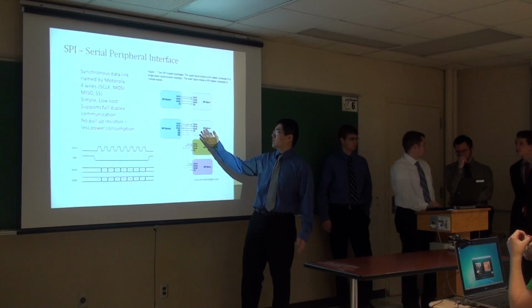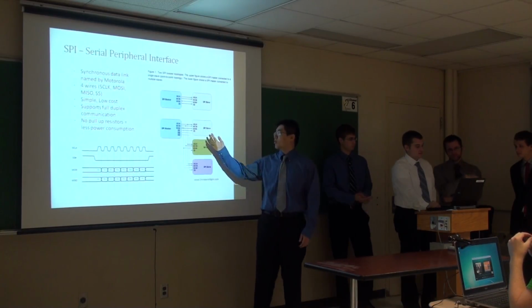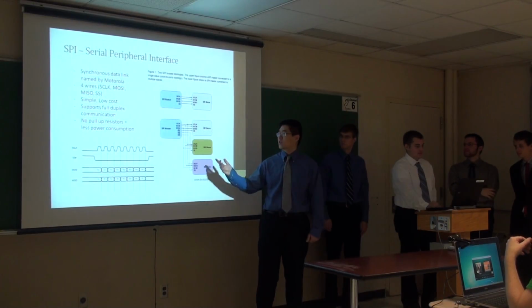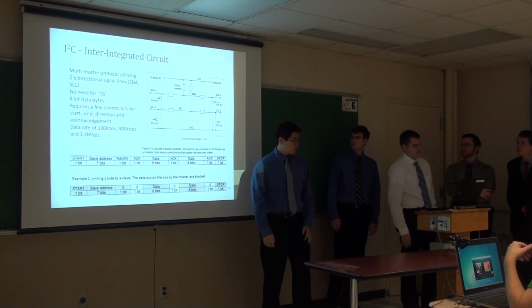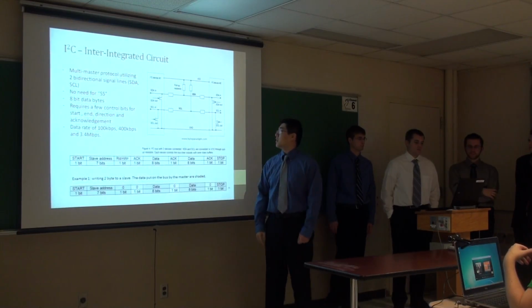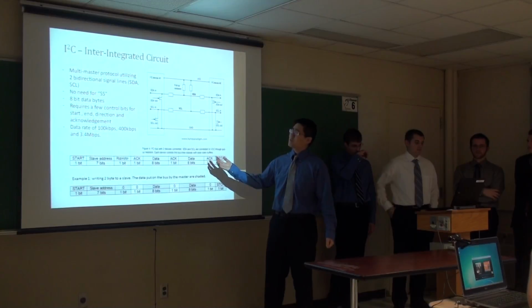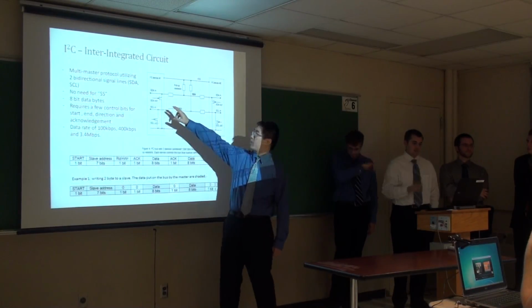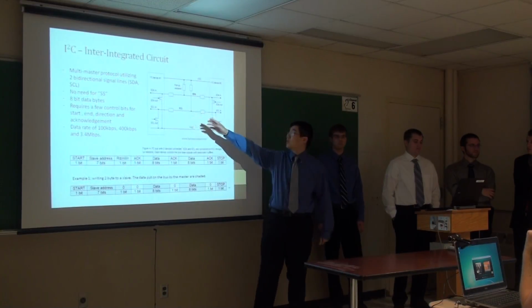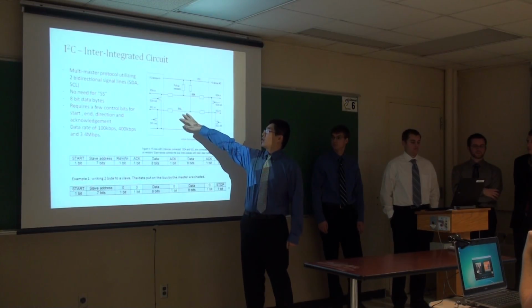So as you can see, it's very simple. It's low cost, and there are no pull-up resistors required, so it's less power consumption than I2C, which I'll go over next. So I2C stands for Inter-Integrated Circuit. Unlike SPI, it only has 2 signal lines. They're bidirectional, the SDA and the SCL. SDA stands for serial data and SCL for serial clock.